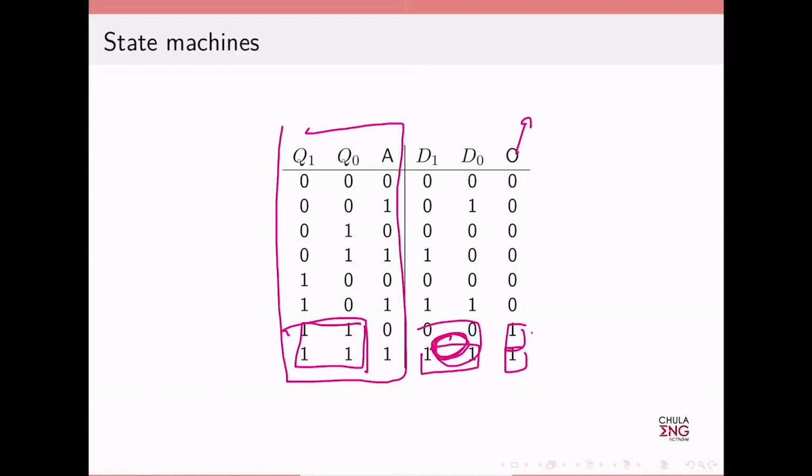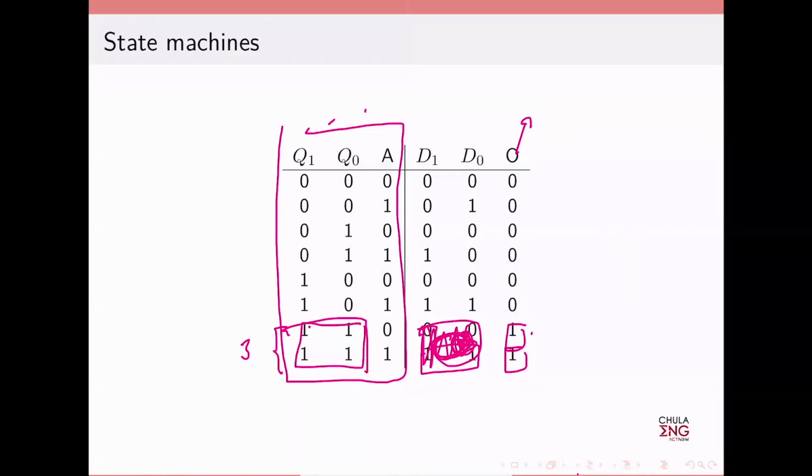This is only 1 when Q1, Q0 is 1, 1, when the state is 3. It's a Moore machine, so the output is going to change in the next clock cycle. It's just a function of the state, so it doesn't depend on the input here. The current state is state 3, which is 11. So it's still 1 by now.